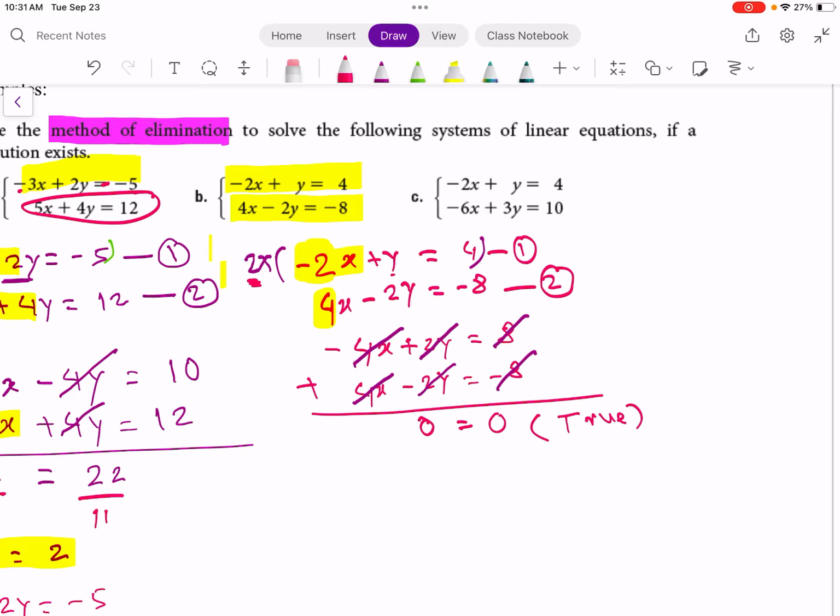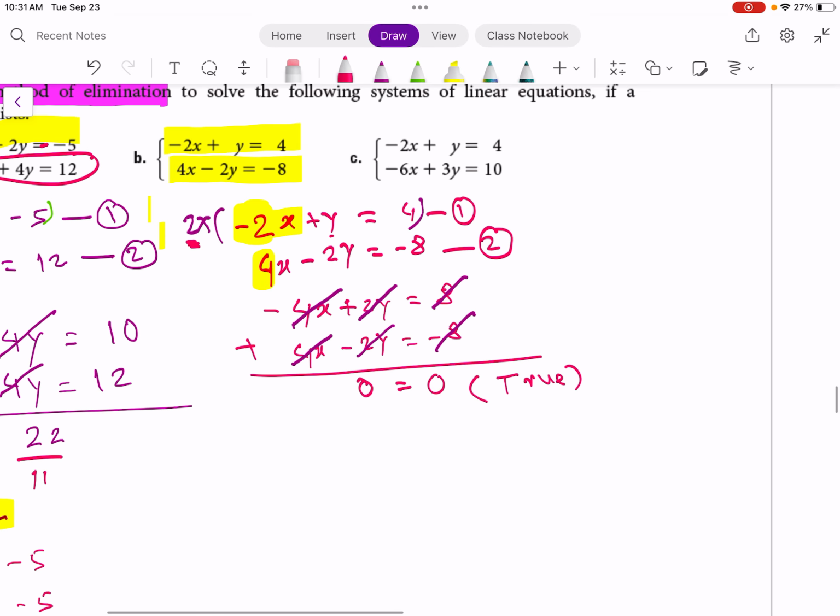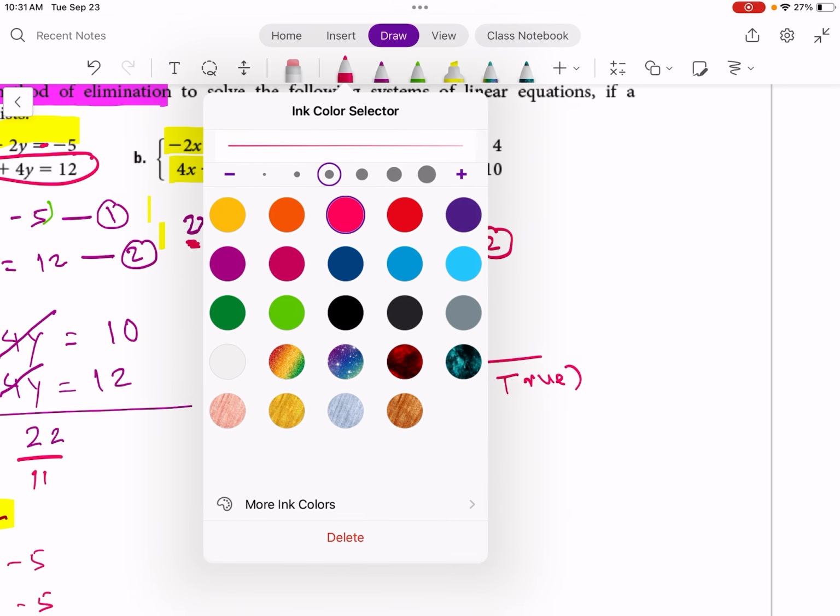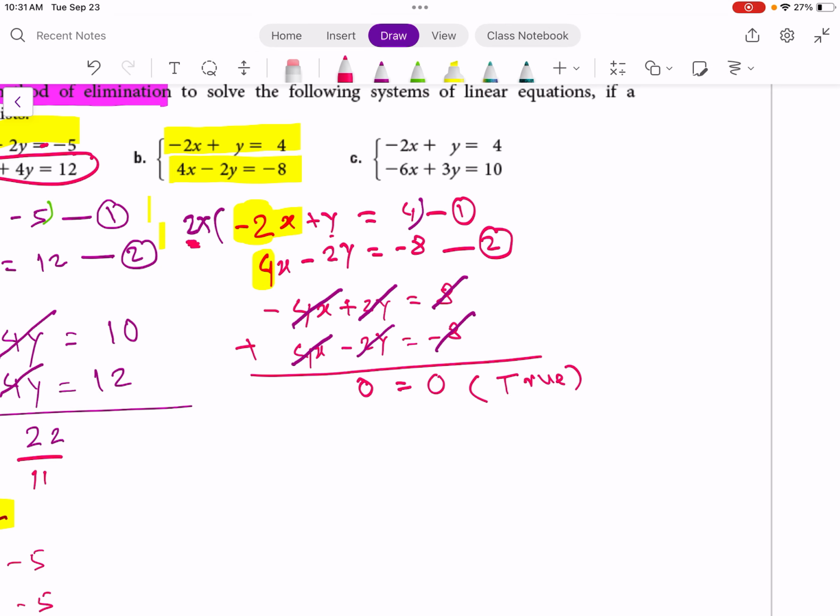It means we have infinitely many solutions. Okay, when we graph these two lines, we get exactly the same graph. Okay, so if you get two same numbers equal to each other, it tells us that we have infinitely many solutions. So this is a case where we have infinitely many solutions.